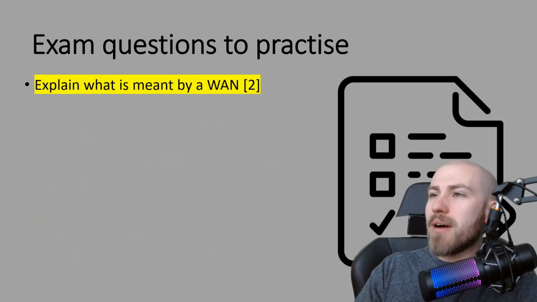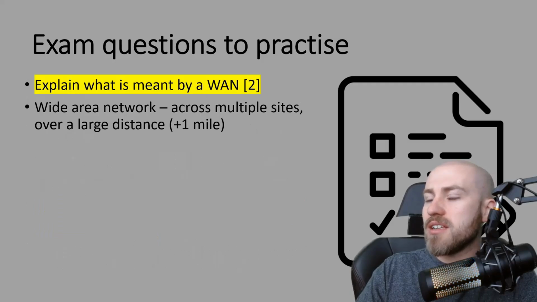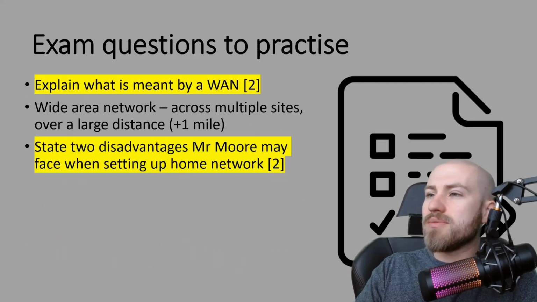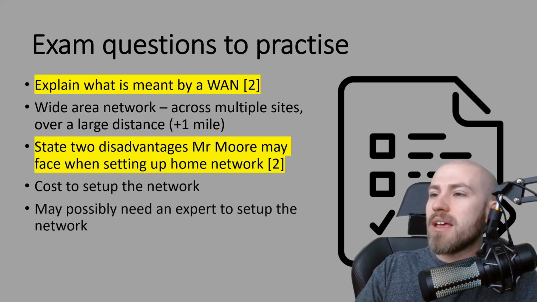Explain what is meant by a WAN. It's a wide area network across multiple sites over a large distance. And finally, state 2 disadvantages Mr. Moore may face when setting up a home network. So the cost to set up the network initially, and may possibly need an expert to set up the network.